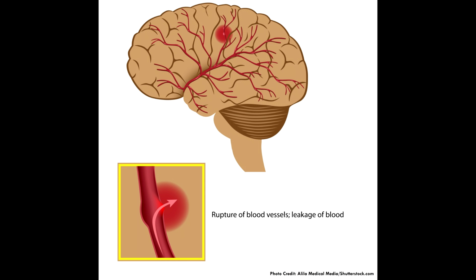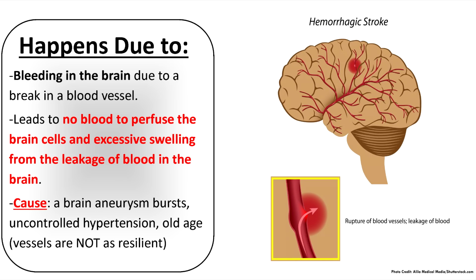Now let's look at hemorrhagic stroke. Okay, this happens when there is bleeding in the brain due to a break in a blood vessel. And this will lead to no blood being perfused to the brain cells, and you'll get excessive swelling from the leakage of the blood in the brain. Now, what can cause this? One thing that can cause this is a brain aneurysm. They have weakening of the vessel, it's bulging out, and it just bursts. Also, uncontrolled hypertension, so much force of blood going to the brain can weaken those vessels. Also, older age. As a person ages, the vessels aren't as resilient as they used to be, which leads to a decrease in their integrity, and they can break.